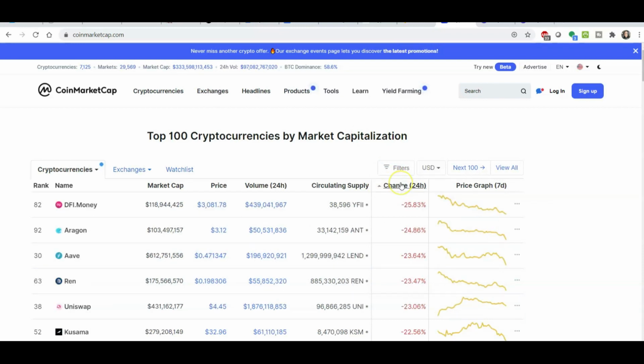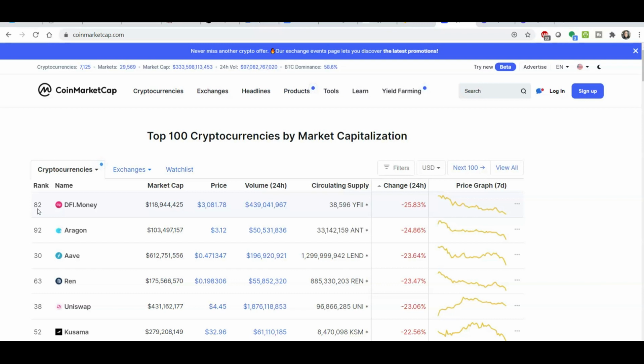So when we click on this again, it gives us those coins with the greatest losses in order of greatest loss to least loss. These coins are ranked over here to the left. Now, you know there are hundreds and hundreds of altcoins out there, and it's almost impossible to try to research each and every one of them.